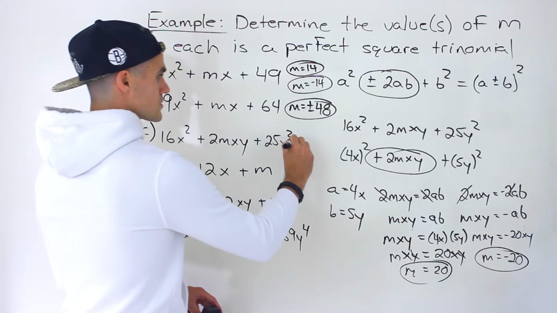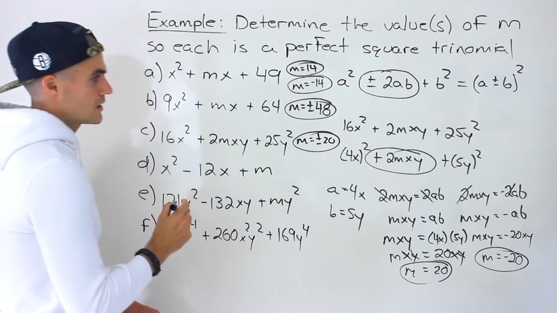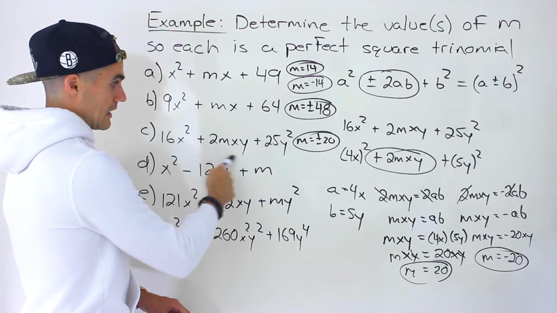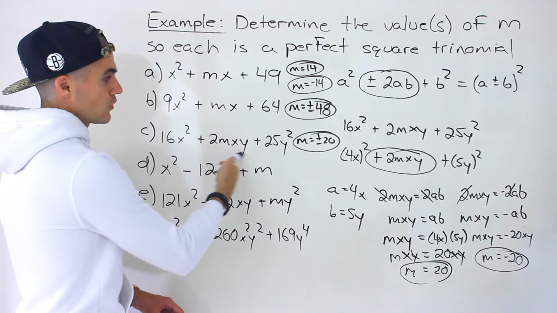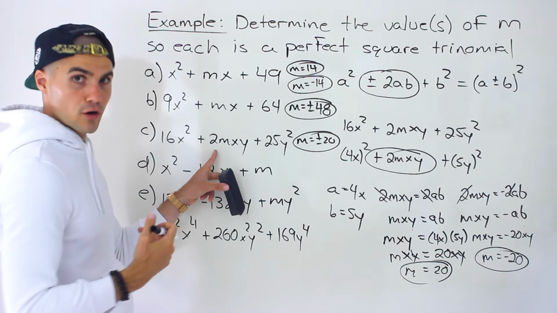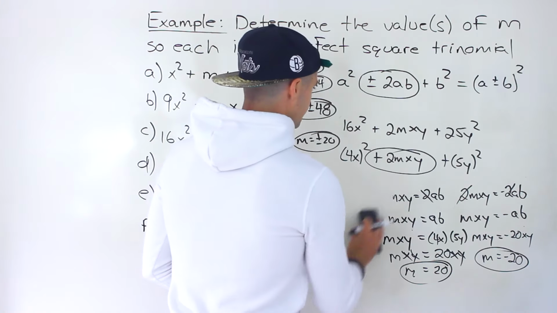And so those are the two solutions. So if we plugged in positive 20 here, we'd end up with 40xy in the middle. Or if we plugged in negative 20, we'd end up with negative 40xy in the middle. And either of those two is going to give us a perfect square trinomial. Moving on to part D.